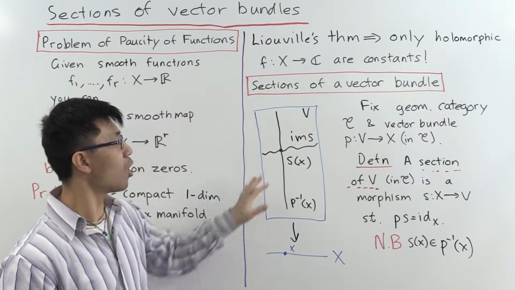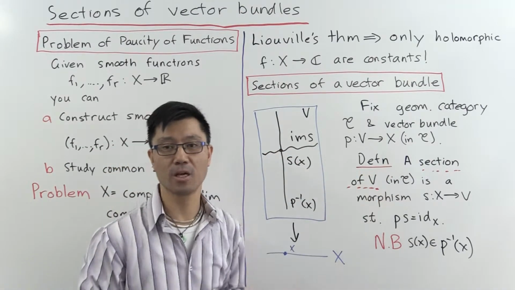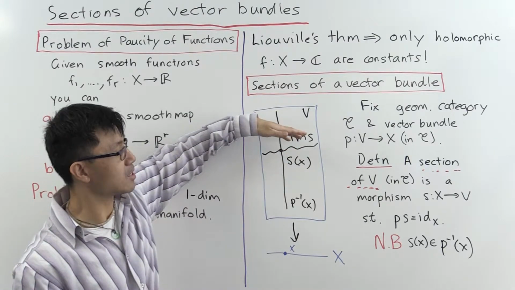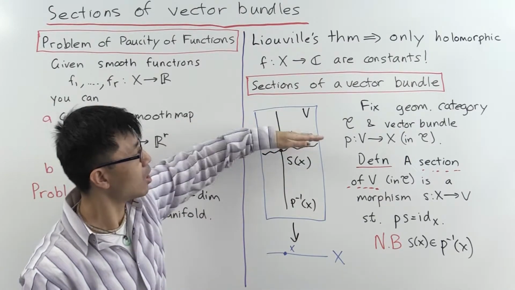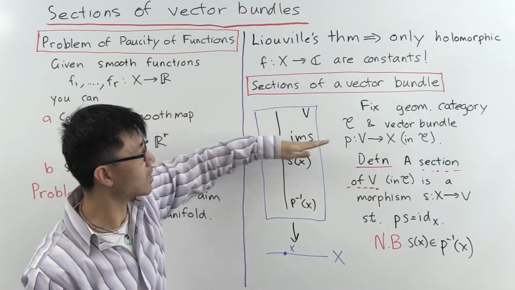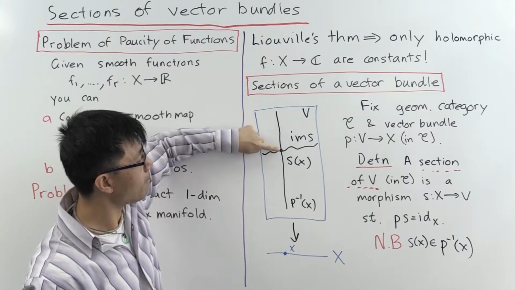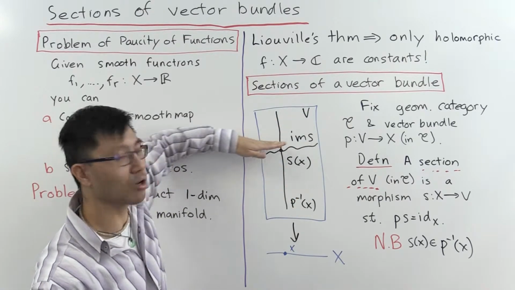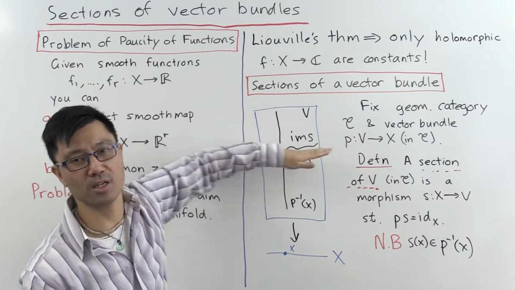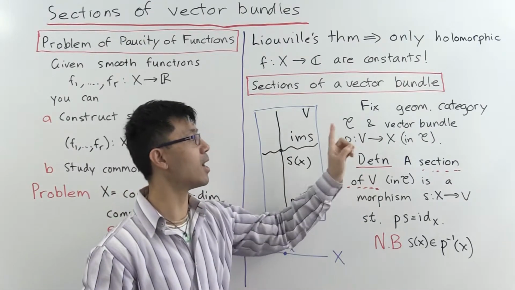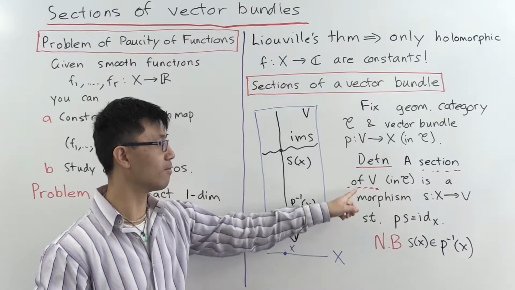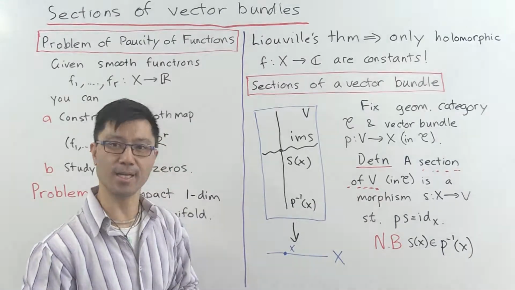So where does the name come from? The way you should probably think about this is you should think of this as being like a cross section. You can see this image of S, and basically it cuts across. You've got one point for each of these fibers. So it cuts across all these fibers, so it's like a cross section in that sense, and hence the name a section of the vector bundle V here.